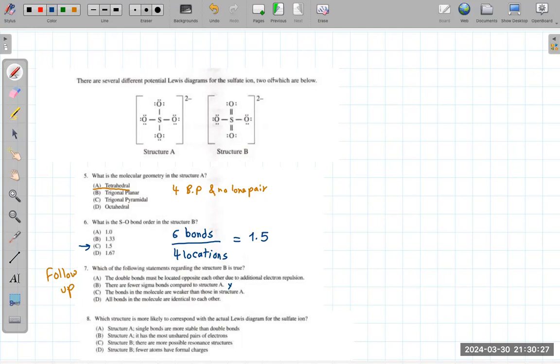Okay, it's good to have new ideas we haven't seen before, because it will be very nice in the exams, of course, especially the AP. Which structure is more likely to correspond with the actual Lewis structure, the Lewis diagram for the sulfate ion?